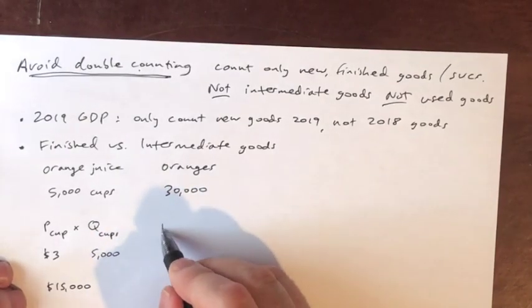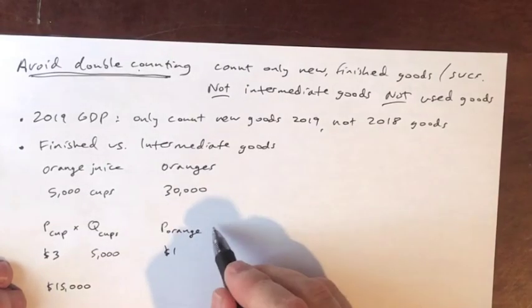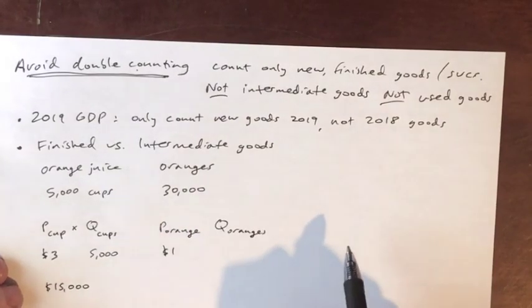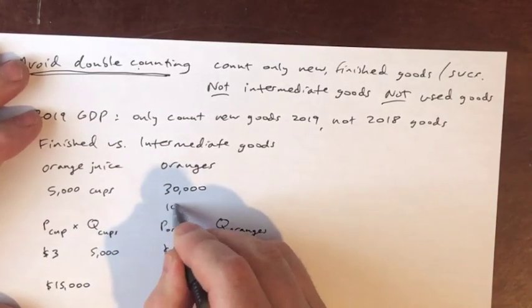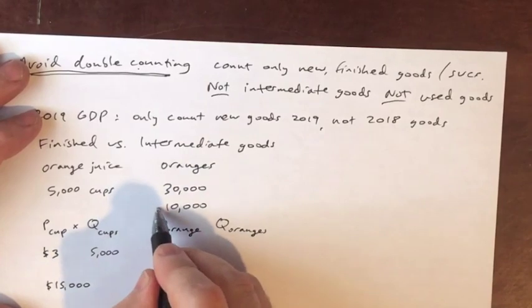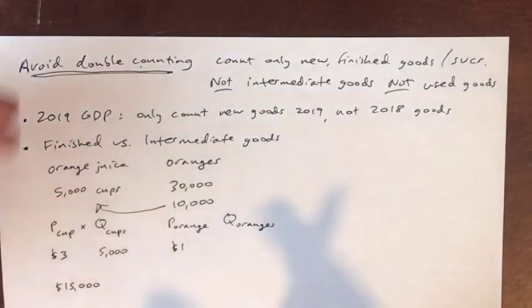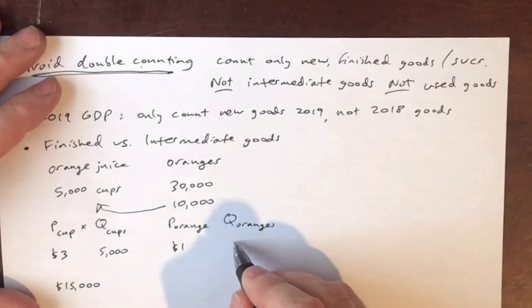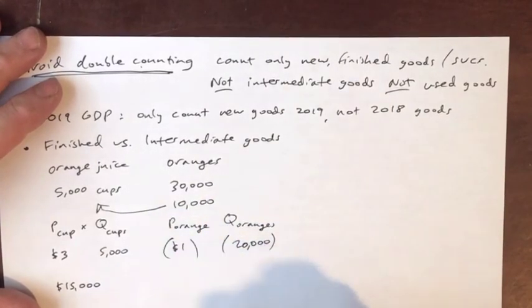Now the oranges, let's say the price of an orange is $1, and the quantity of oranges, like we said, is 30,000. But here's the thing, some of them were intermediate. Some of them went into producing the orange juice. Let's say that 10,000 of these oranges became orange juice. Orange juice has to be made of something, right? It's made of oranges. So we have to deduct that. We're going to say only 20,000 were actually finished.